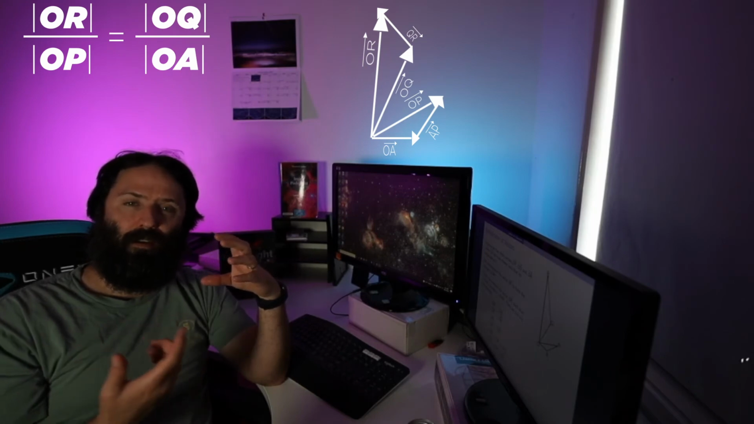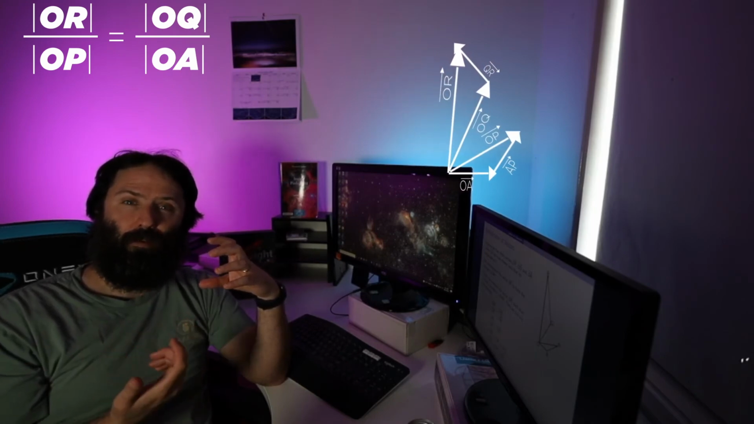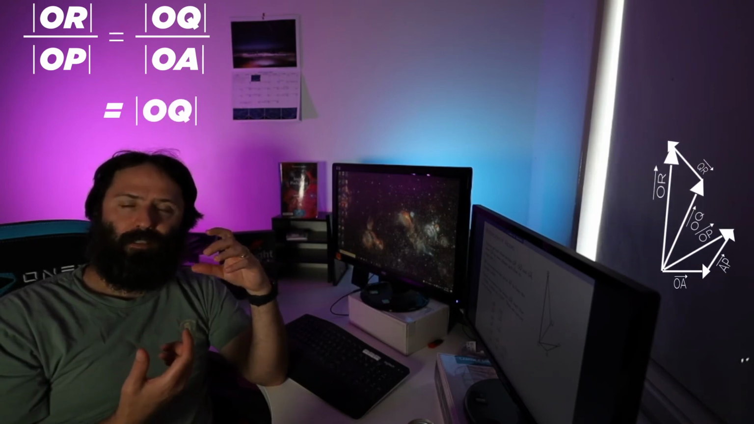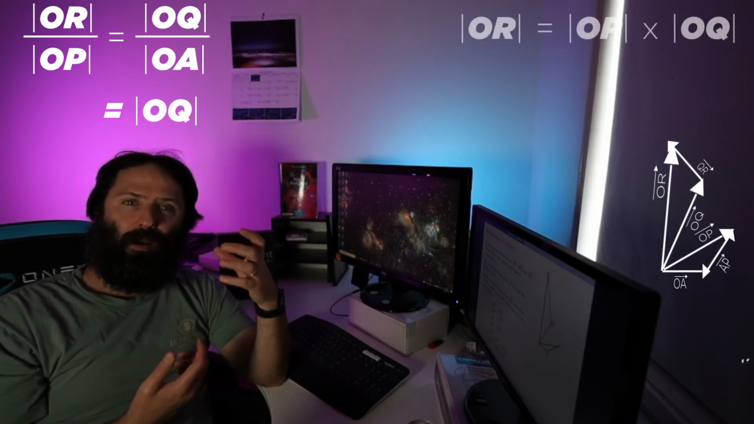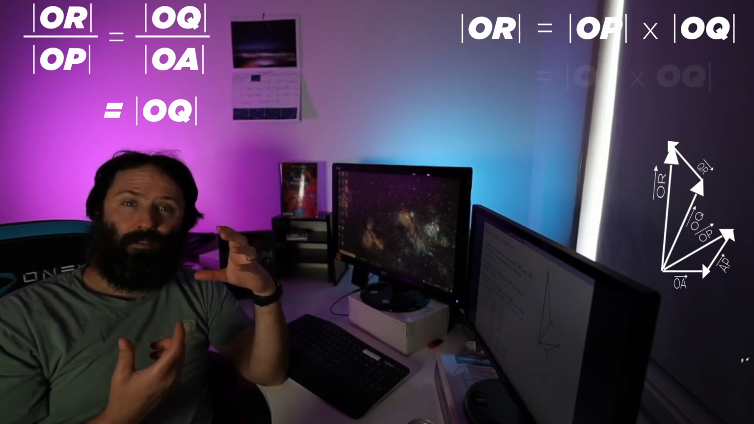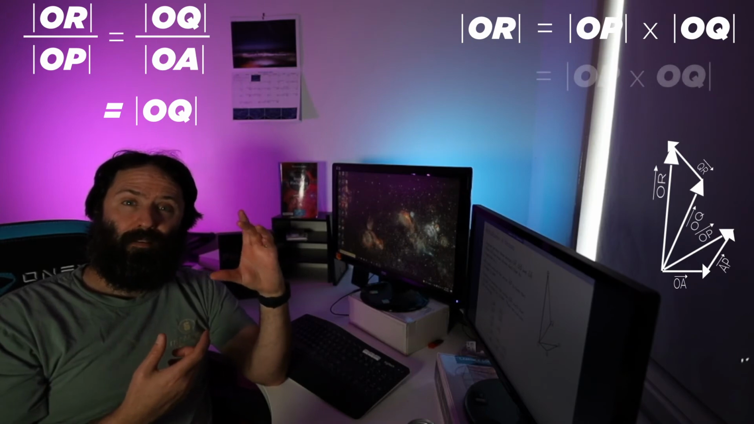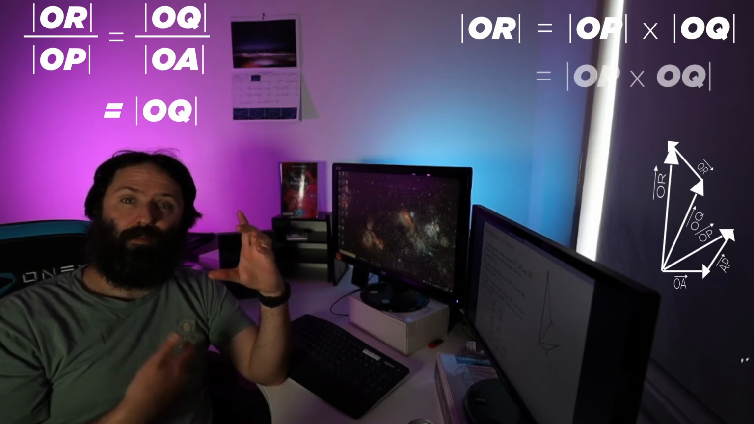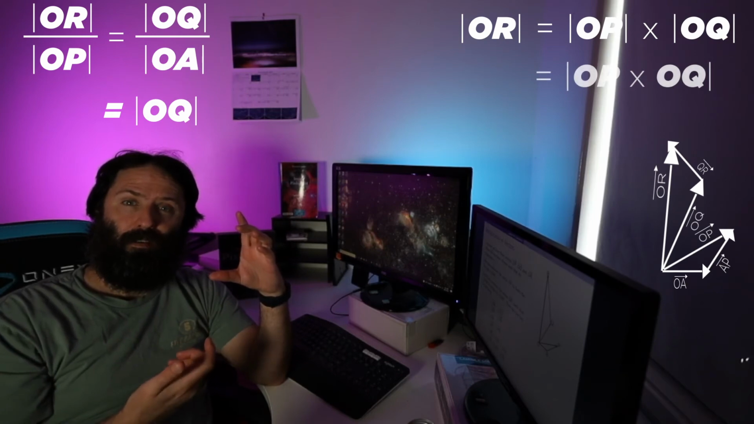And we said that OA, remember we chose that specifically so it was 1, so that means it's really equal to OQ. Or rearranging things a little bit, the length of OR is equal to the length of OP times OQ. In other words, the magnitude of OR is representing the product of the magnitudes of OP and OQ.